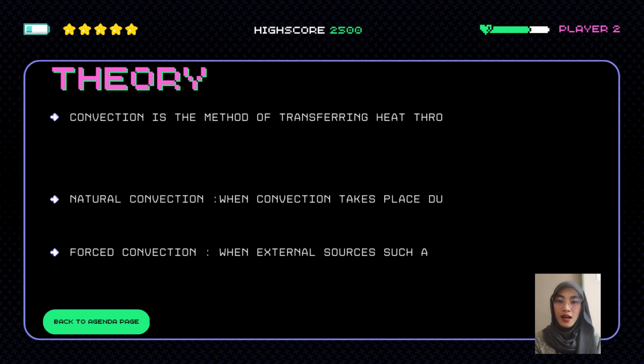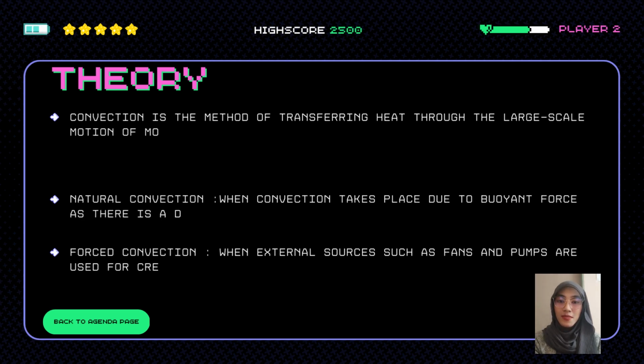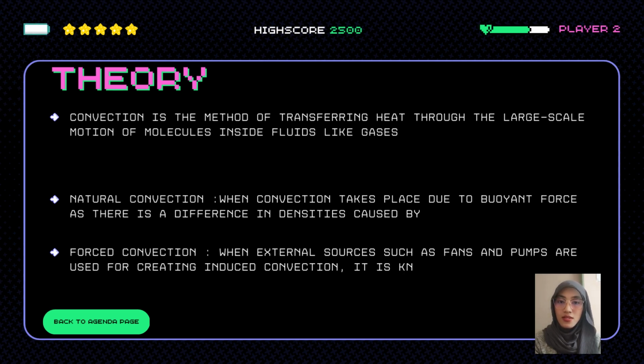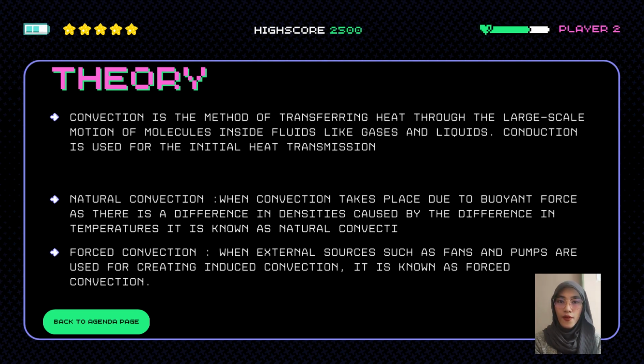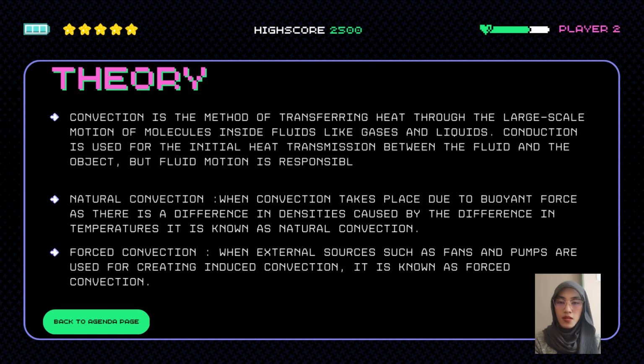Now let's talk about the theory of convection. Convection is the method of transferring heat through the large-scale motion of molecules inside fluids like gases and liquids. Conduction is used for the initial heat transmission between the fluid and the object, but fluid motion is responsible for the majority of heat transfer.